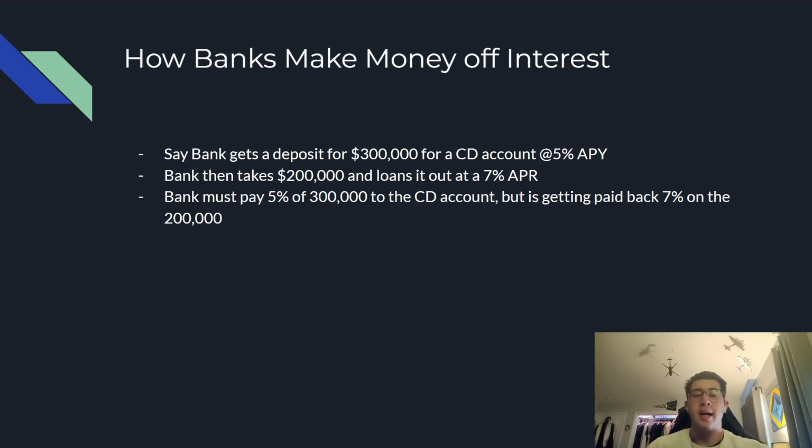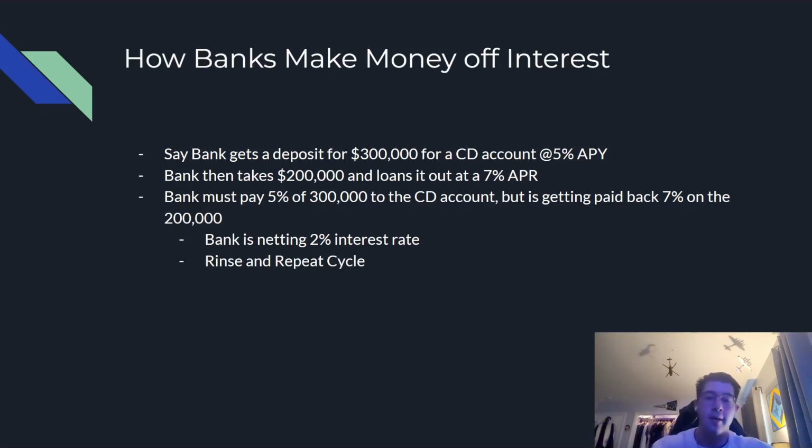The bank is going to have to pay you 5% of your initial deposit of $300,000 for however long the term is, right? So the bank must pay 5% of the original $300,000 to the CD account, but the bank is getting paid 7% on the $200,000 loan. So essentially, the bank is netting a 2% interest rate, which is how they profit, right? They give out a low interest rate and they demand a high interest rate to be paid back.